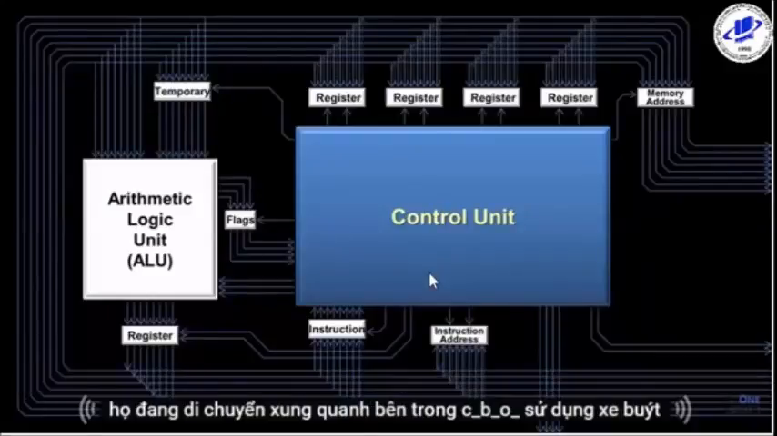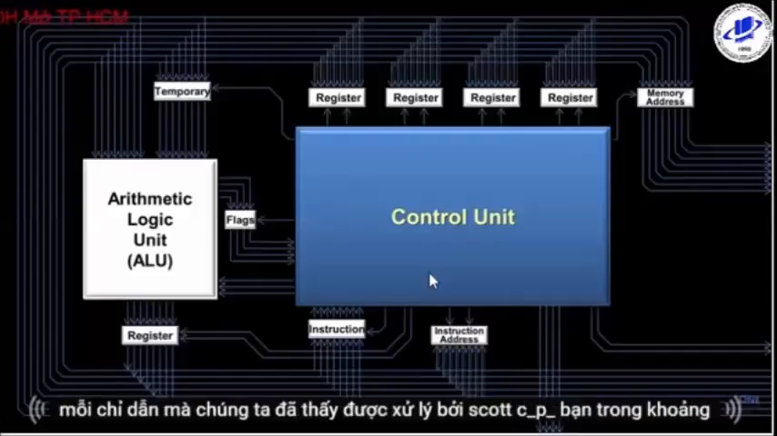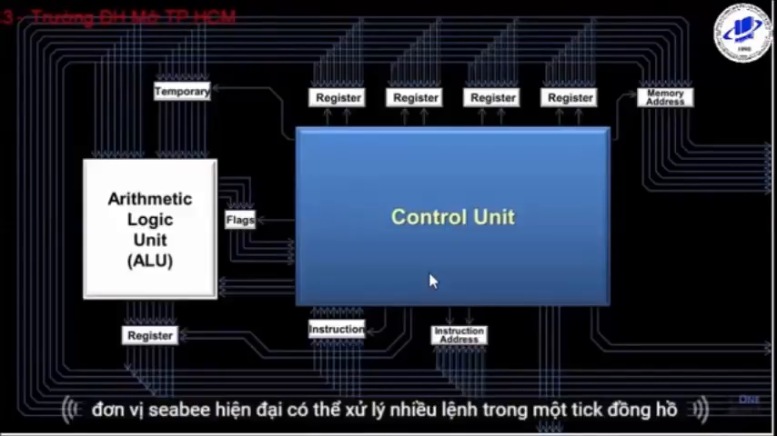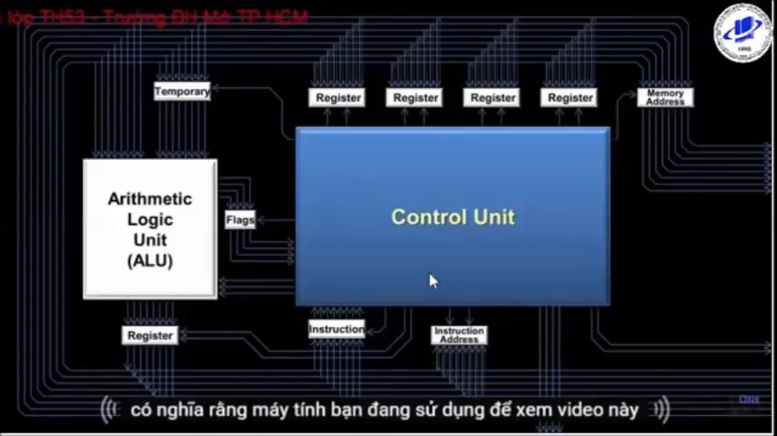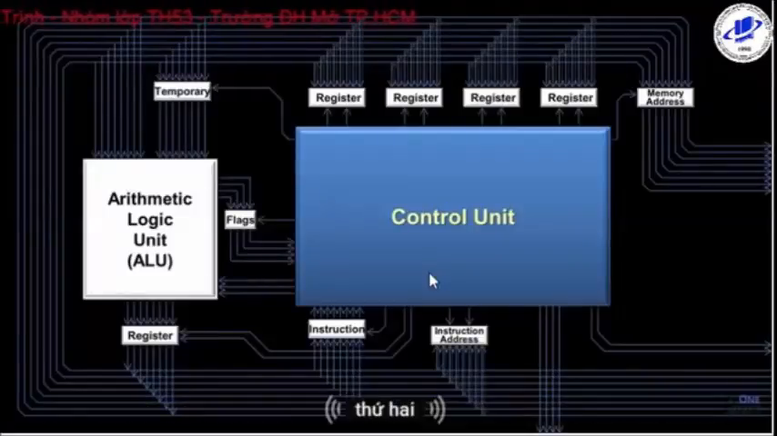Data moves around inside the CPU using the bus and is stored in each register according to how that data is going to be used. Each instruction that we have seen can be processed by the Scott CPU in about 6 clock ticks. Modern CPUs can process multiple instructions per clock tick, meaning that the computer you're using to watch this video is likely processing tens or even hundreds of billions of instructions per second.